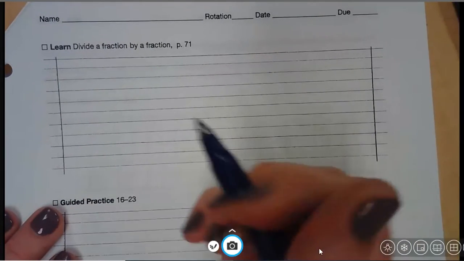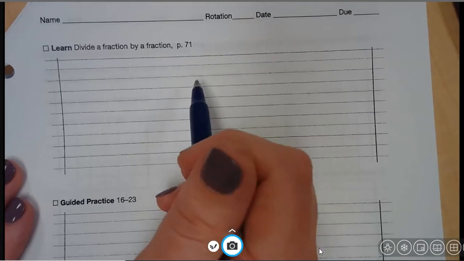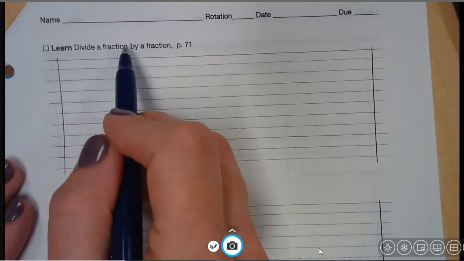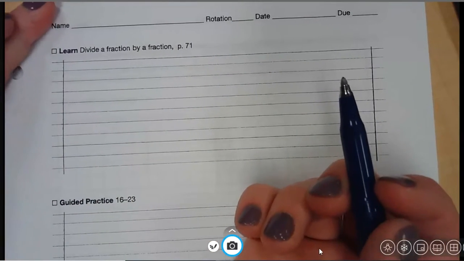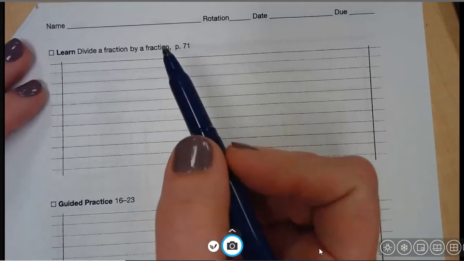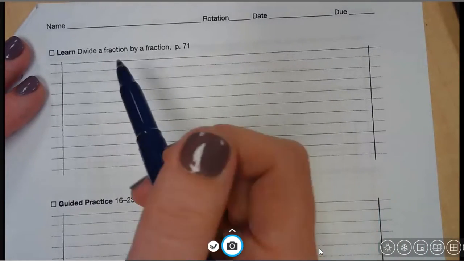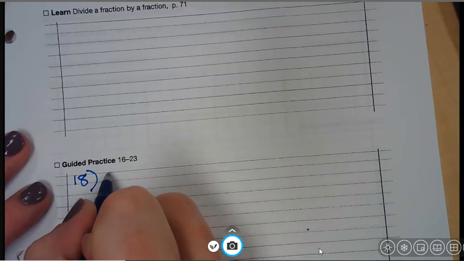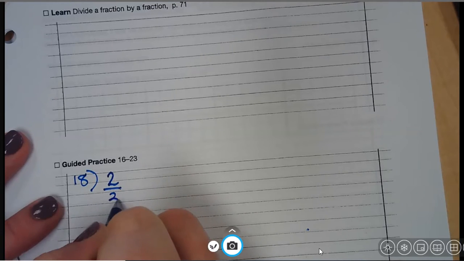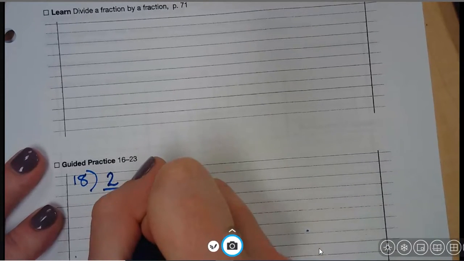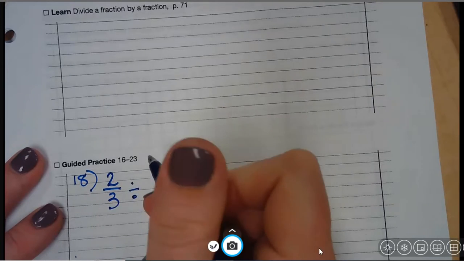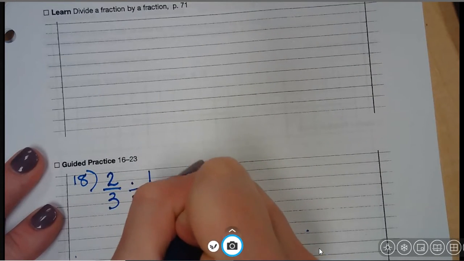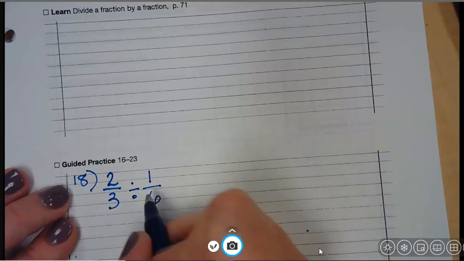In this video, we're going to start on page 71, the learn section for dividing a fraction by a fraction. So we're still in the multiplying fractions and dividing fractions and decimals chapter. We're going to work through problem number 18 on page 73. Since it's dividing a fraction by a fraction rather than a whole number by a fraction, we're going to do 2/3 divided by 1/6. So 2/3 divided by 1/6.